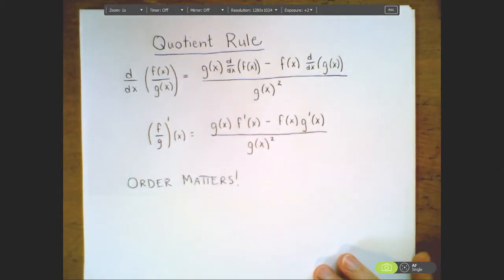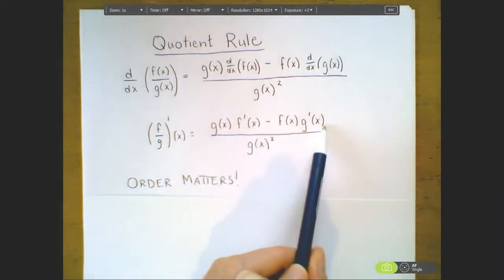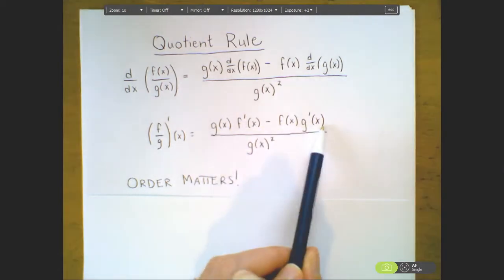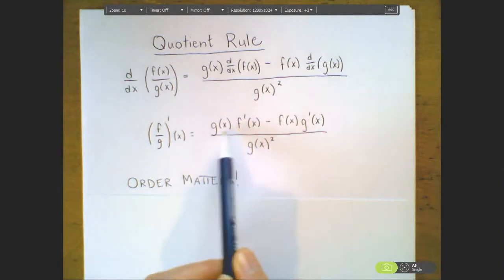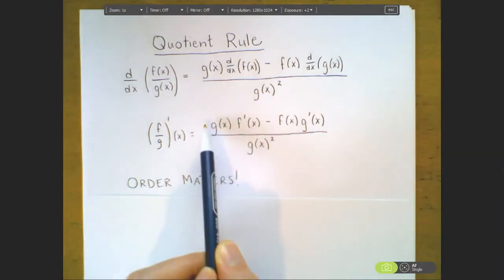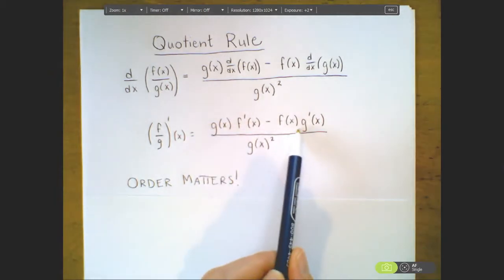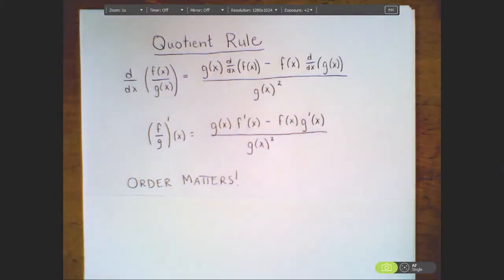One thing that I want to point out is that order matters for this rule. Unlike product rule, where we had addition and so we could flip-flop which one went first and which one went second, it's very important here. This would be different if I had an f of x on bottom and a g of x on top, because the first term, bottom times the derivative of the top, has a positive sign in front of it, whereas the top times the derivative of the bottom has a negative sign in front of it.